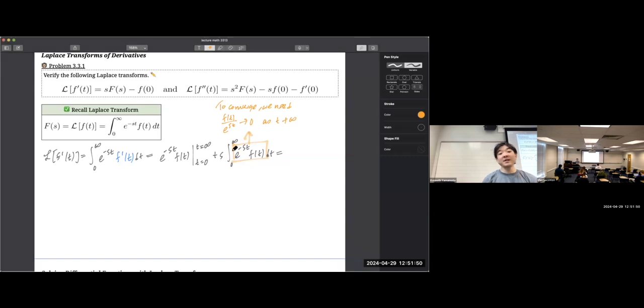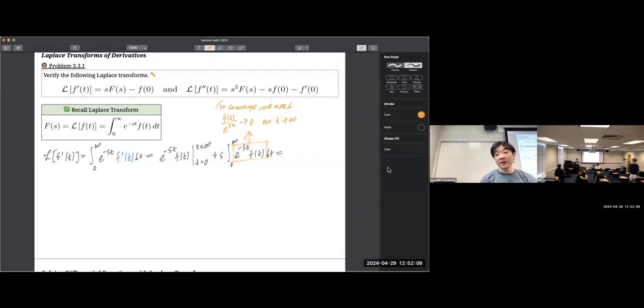This is something that the book says. The book says that your f of t can't be anything. Your f of t has to be so-called of exponential order, which means that this will go to 0 as t goes to infinity. That's something we'll have to make sure our function f does.